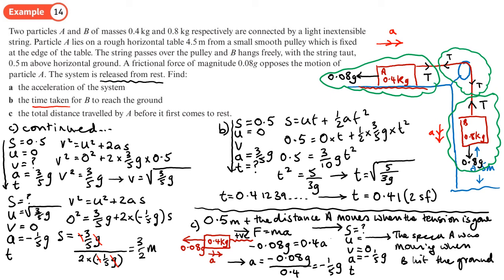Now, what does that tell us? That tells us that after B hits the ground, A travels for another 1.5 meters. So the total distance that it's going to move will be 0.5 plus this distance we've just worked out, 3/2. So that's 0.5 plus 1.5. So we'll get an answer to part B as 2 meters. It will move for 2 meters before it eventually comes to rest and stops moving. Be helpful if I highlighted it instead. Here we go. So the answer for part C, we got there eventually, 2 meters.